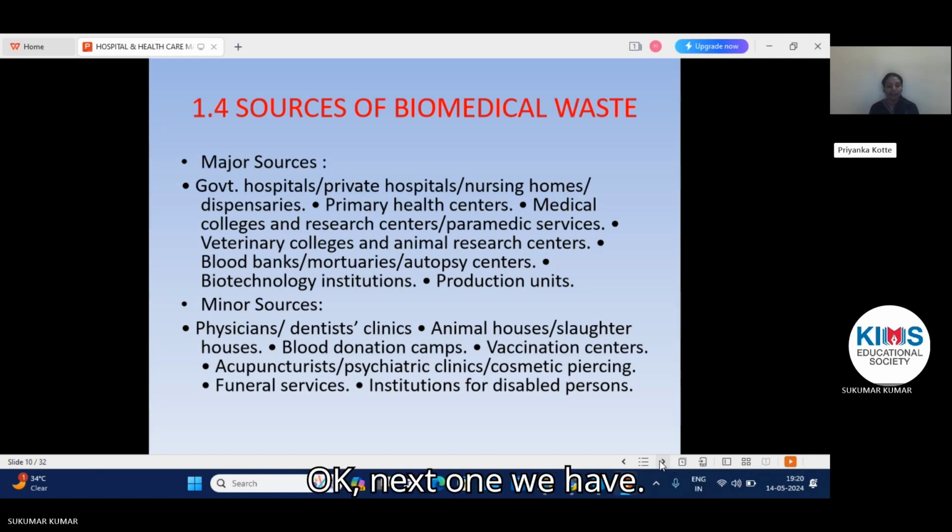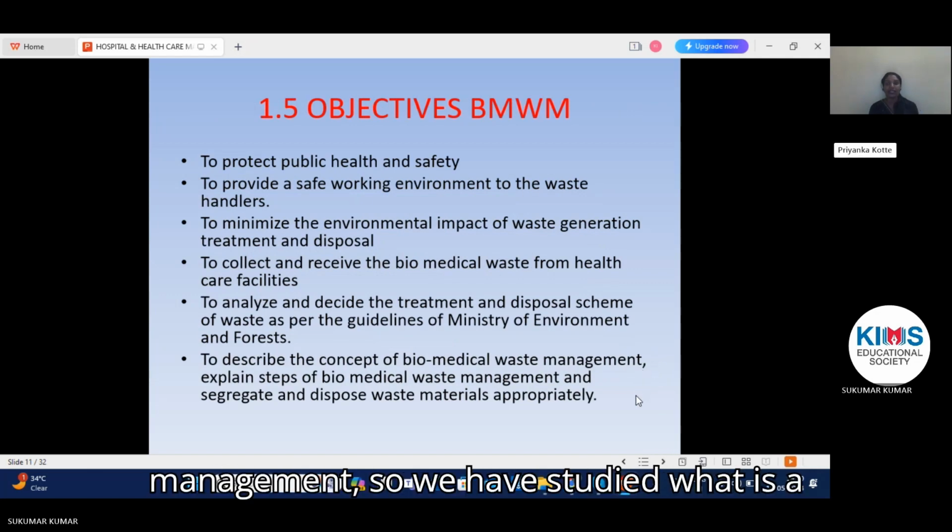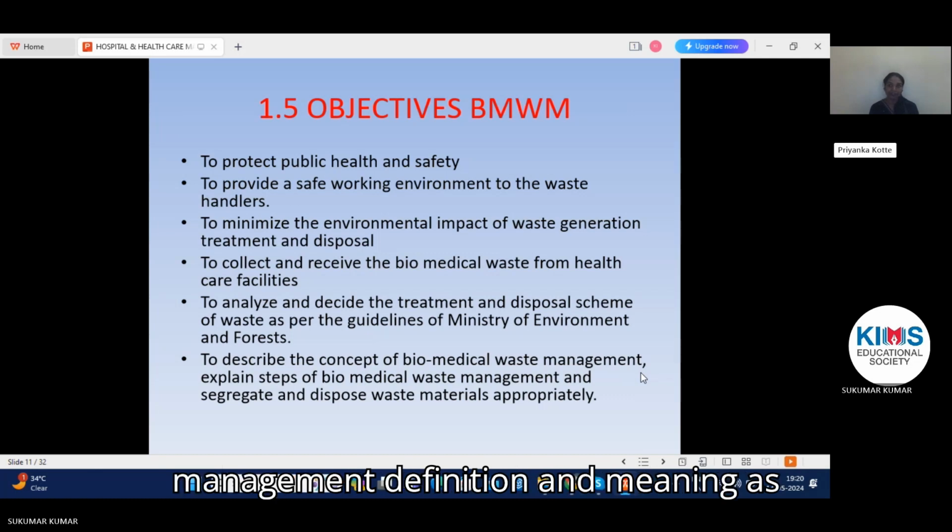Okay, next one we have the objectives of biomedical waste management. So we have studied what is a biomedical or healthcare waste, what are the definitions, and we have also seen what is a biomedical waste management definition and meaning as well. And we have seen the importance also. Then what are the objectives?